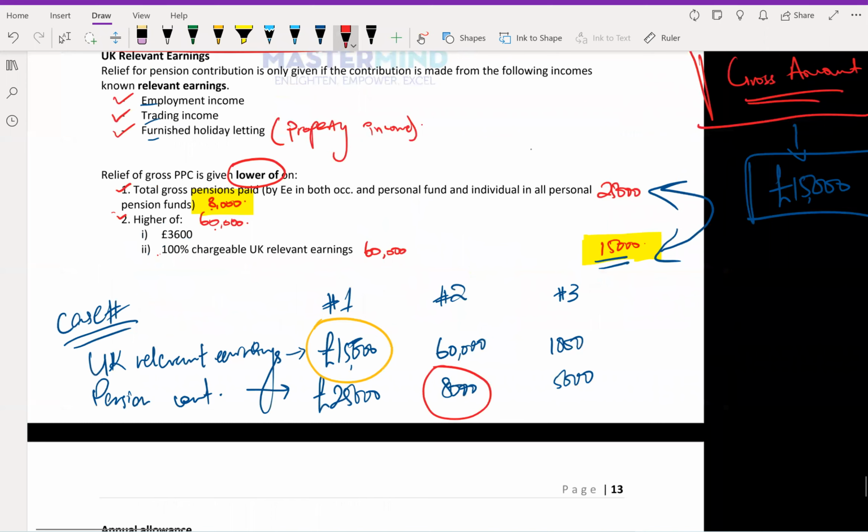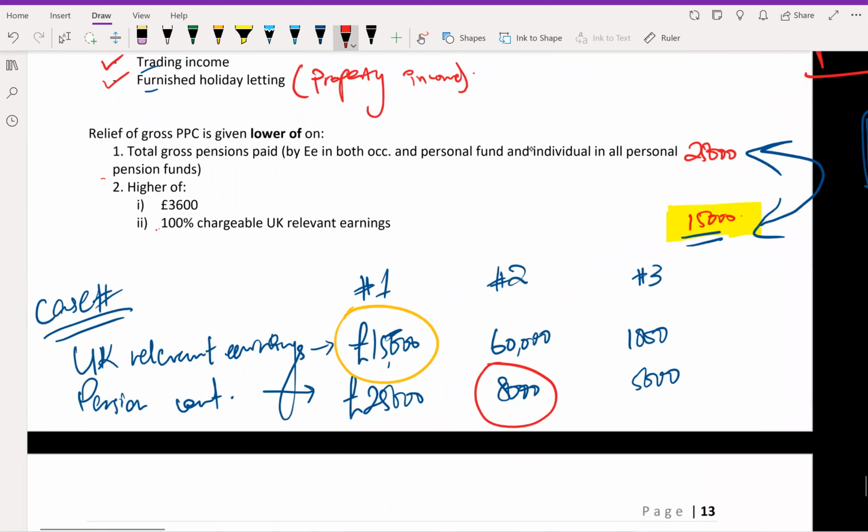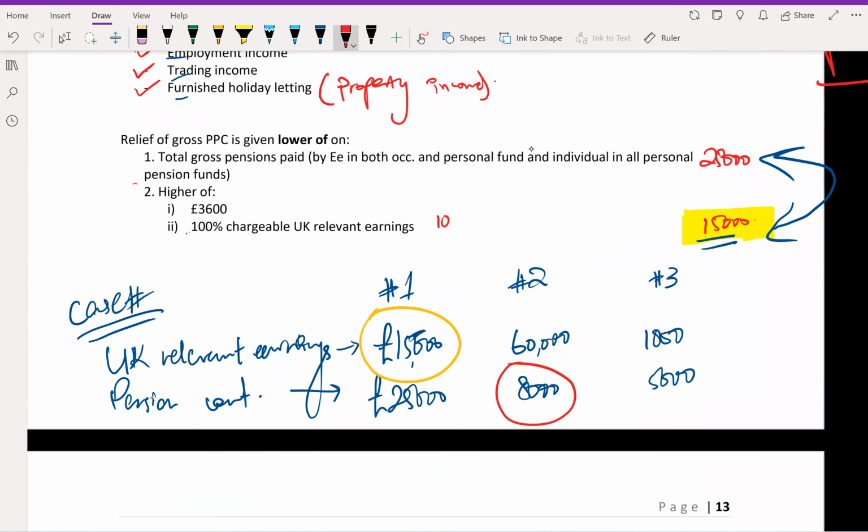Case number three. Just a second. What answer? 3,600. That's correct. Why it's correct? Let's see. Your UK relevant earnings are just 1,000. So higher of between 3,600 and 1,000 would be 3,600, right? Your pension contributions are 5,000.